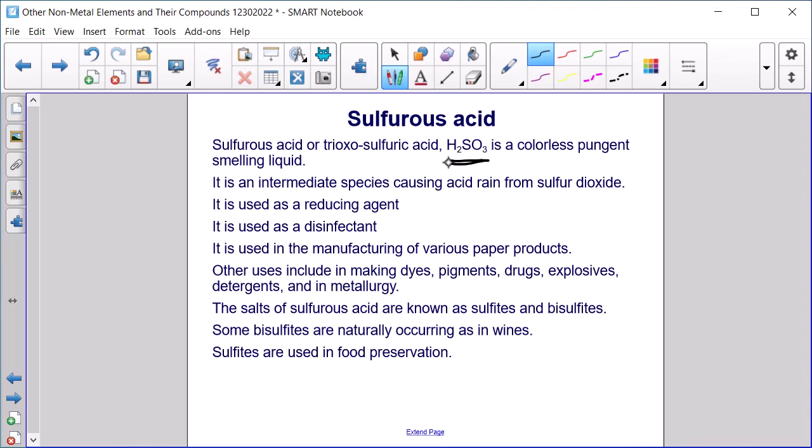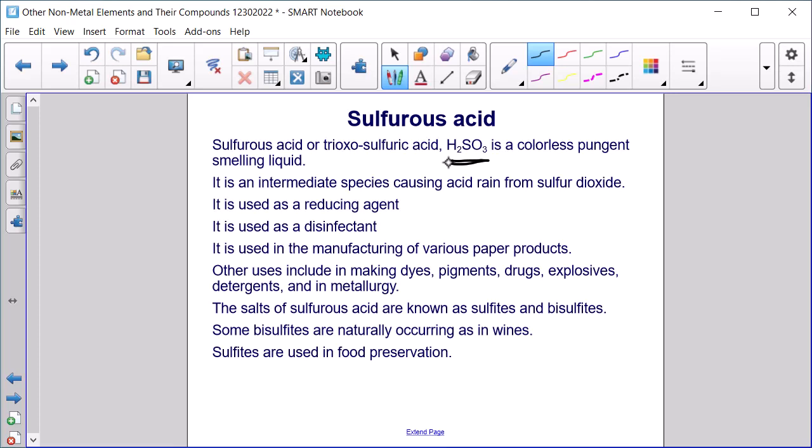Sulfurous acid, or trioxosulfuric acid, H2SO3, is a colorless, pungent-smelling liquid. It is an intermediate species causing acid rain from sulfur dioxide. It is used as a reducing agent and as a disinfectant. It is used in the manufacturing of various paper products. Other uses include in the making of dyes, pigments, drugs, explosives, detergents, and in metallurgy.